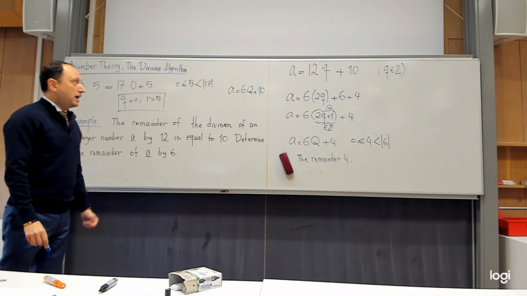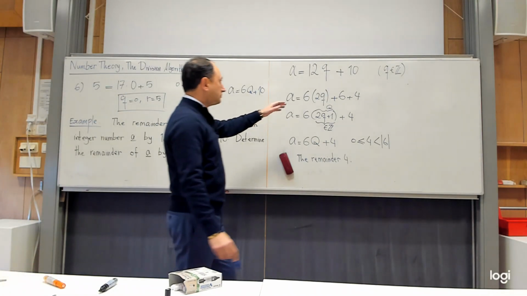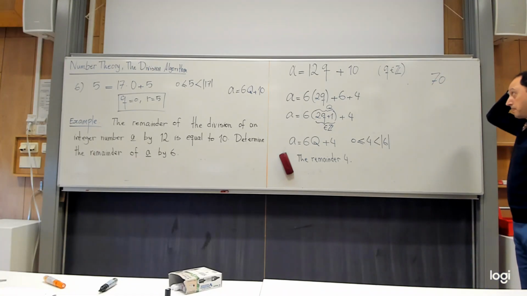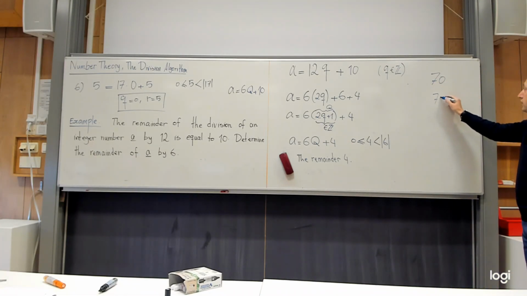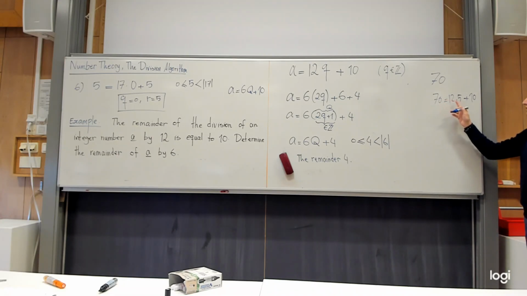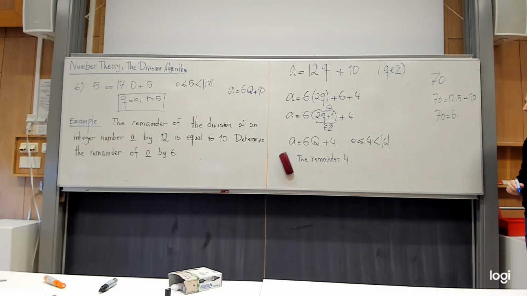Yes? So if I have a number, for example, 70, consider 70. If I divide 70 by 12, how many times? It becomes 5 times and then plus 10. If you divide 70 by 12, the remainder is really 10. But now let us divide 70 by 6. So how many 6s can I fit into 70? 10, 11, yes? And then 6 times 11 is 66. How much is left? 4. So the remainder is 4.